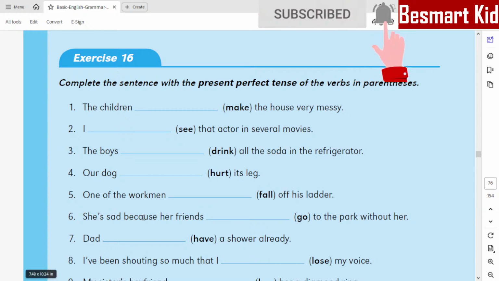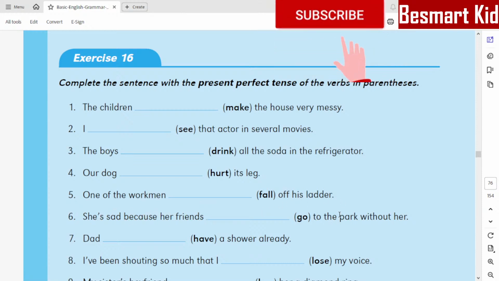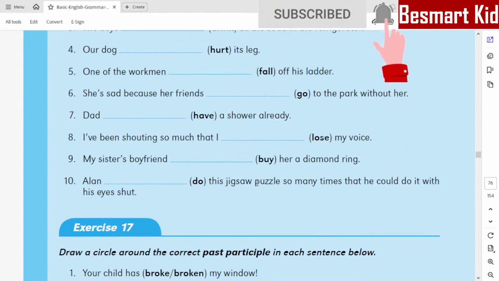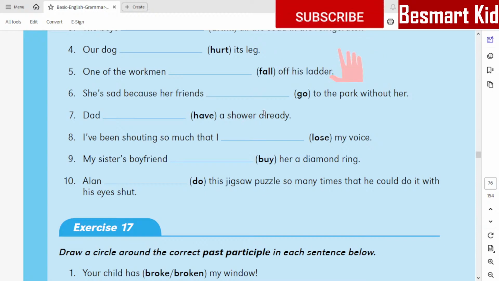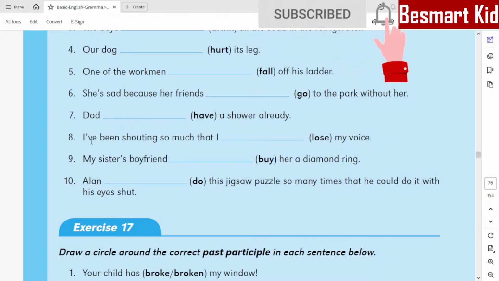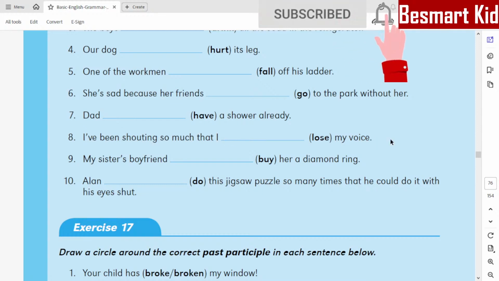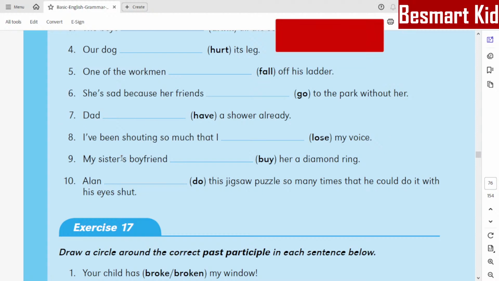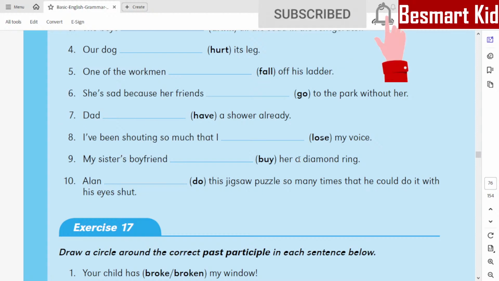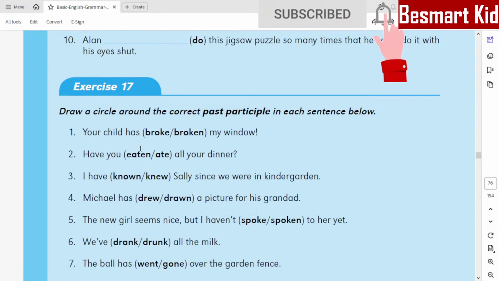She's sad because her friends have gone to the park without her. Dad has taken a shower already. I've been shouting so much that I have lost my voice. My sister's boyfriend has bought her a diamond ring. Alan has done this jigsaw puzzle so many times that his eyes hurt.